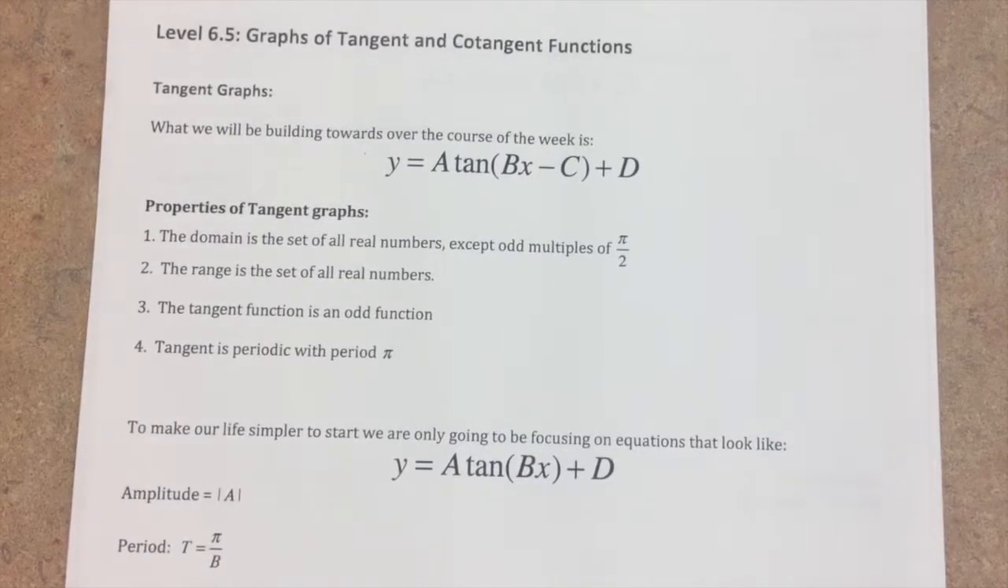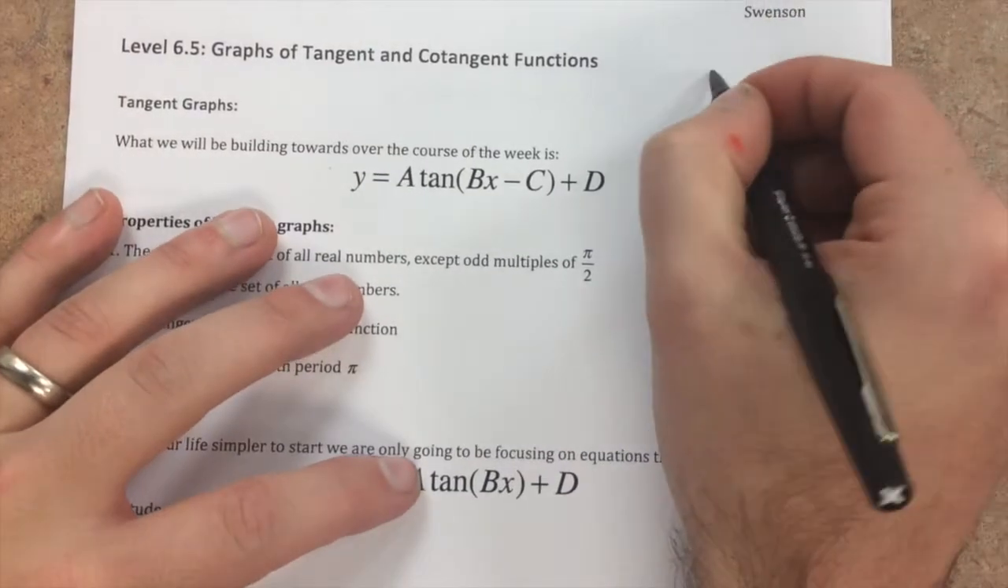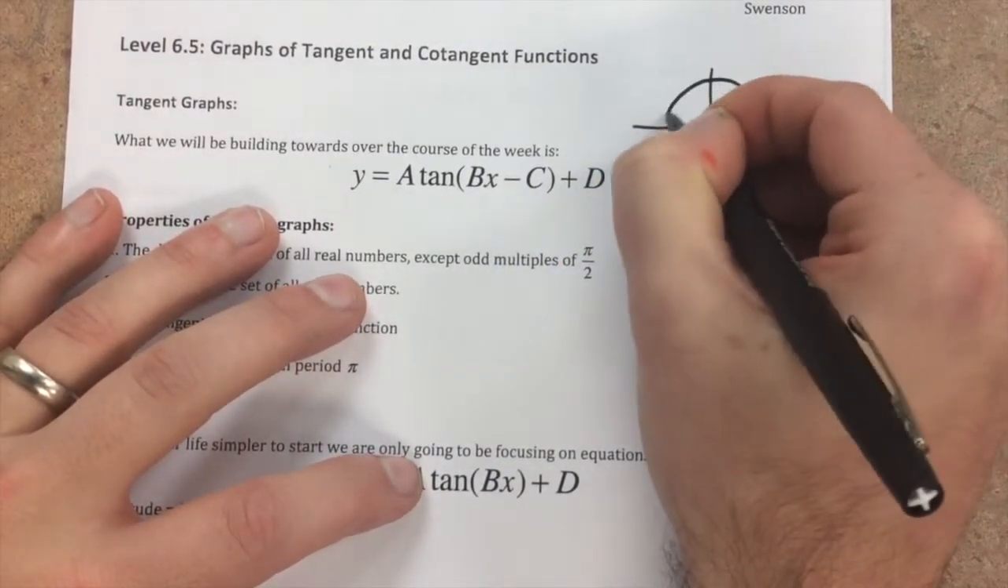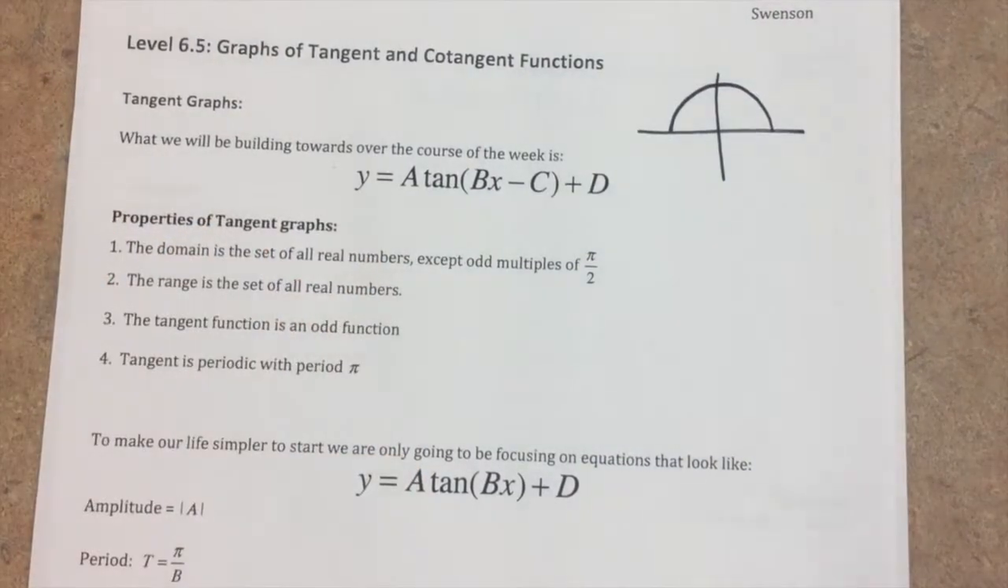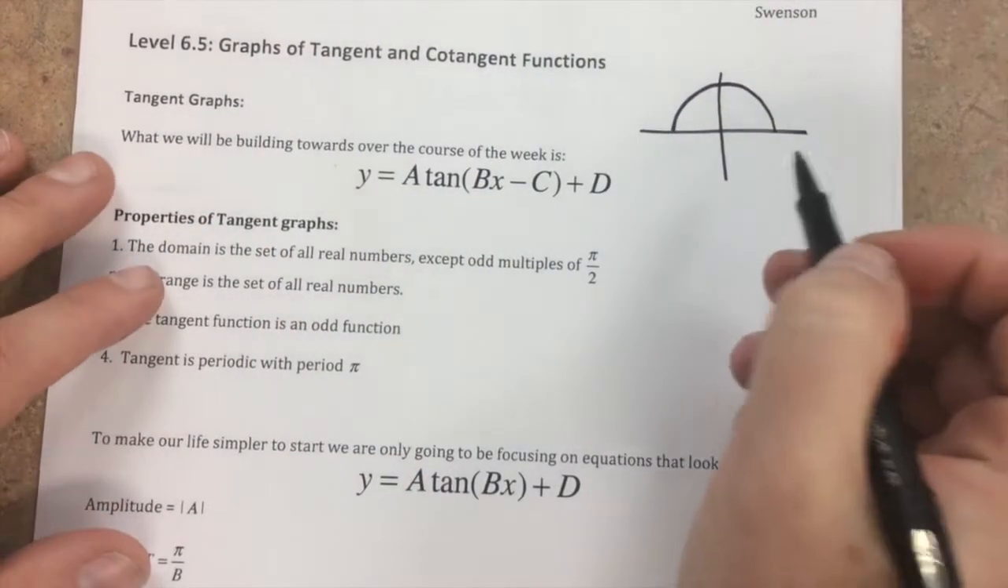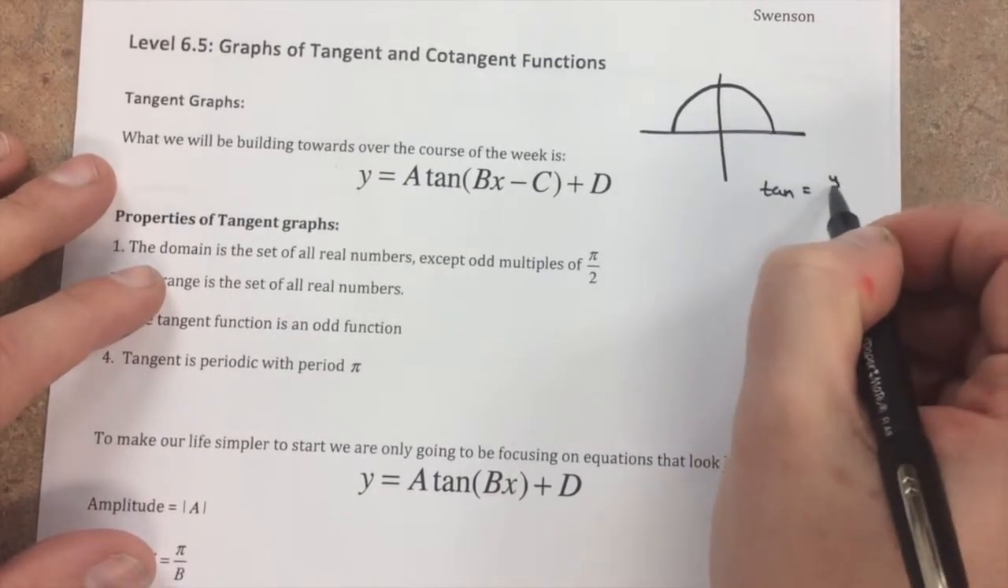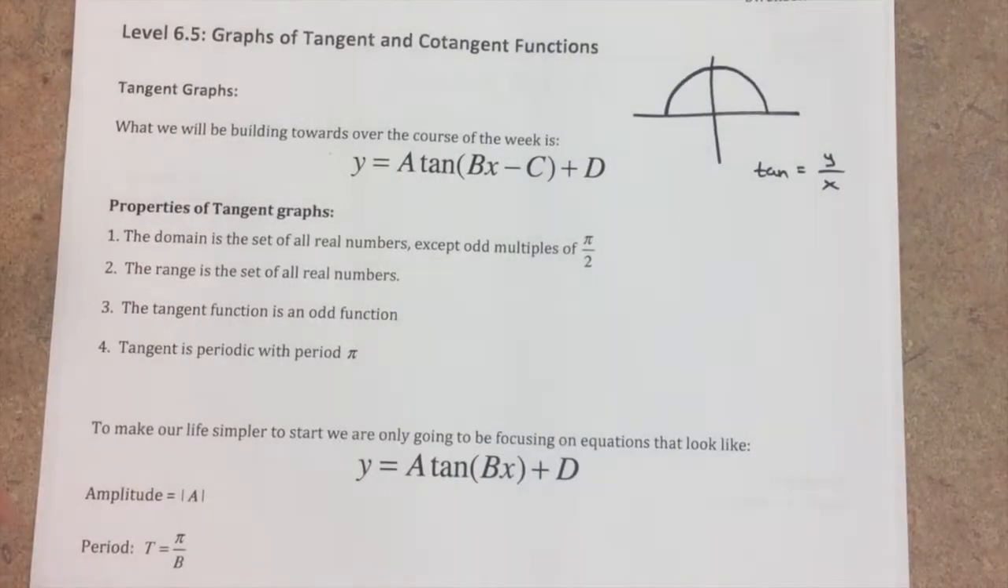Here's what I want us to think about just real quick. If you have your unit circle, that would be great to have out, because we're going to walk through some of the properties of tangent so that we can look at the graph. First off, tangent is the y value over the x value.